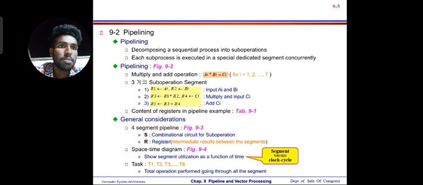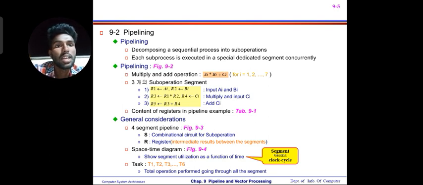Ai times Bi plus Ci for i equal to 1 to 7. Sub operation segments: R1 gets Ai, R2 gets Bi. Input Ai and Bi. R3 gets R1 times R2, R4 gets Ci. Multiply and input Ci. Next R5 gets R3 plus R4. Contents of registers in pipeline example.